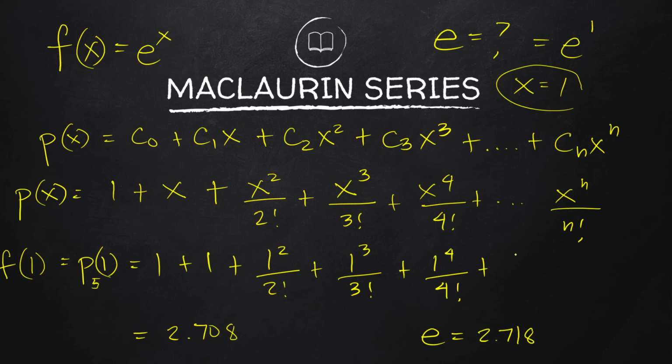Now let's try to add another expression here of the polynomial for us to have a value that is nearer to the original. 1 raised to 5 over 5 factorial and 1 raised to 6 over 6 factorial. So let's try to use this value. So this will become equal now to 2.7181.